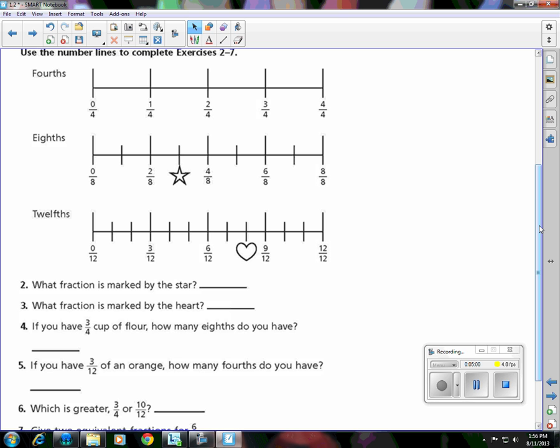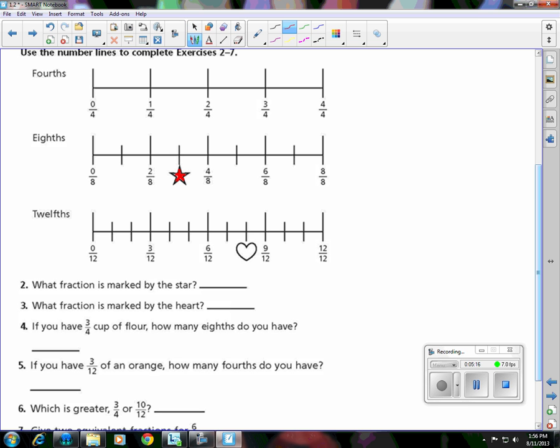Okay, so we're just going to use these fraction bars to help us do some reading of fractions and what numbers are represented. So what fraction is marked by the star? The star is right here. Color that in for you.